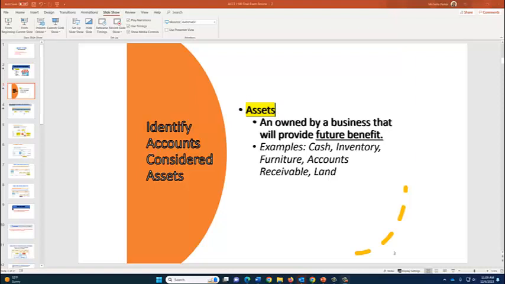You'll also be expected on your final to be able to identify accounts that are assets, and we've worked with a lot of those this semester. Cash, inventory, furniture, accounts receivable, and land are all considered assets. Remember, assets are owned by a business and provide future benefit for the business.